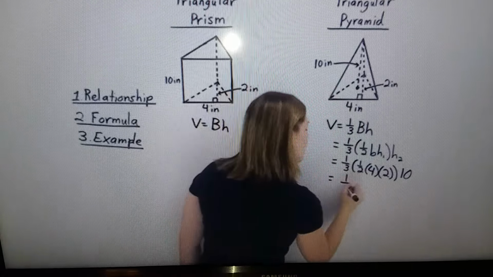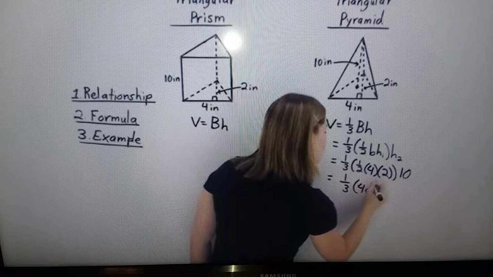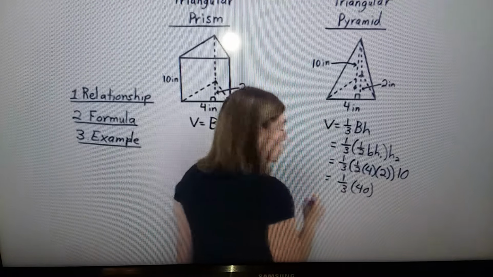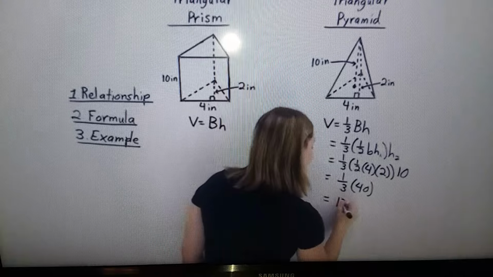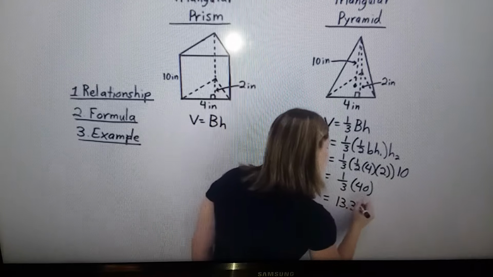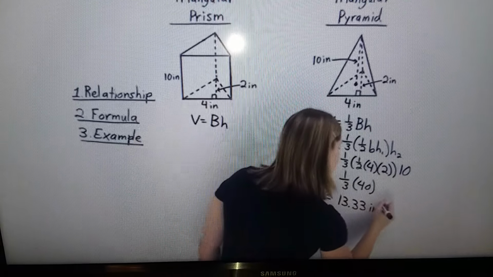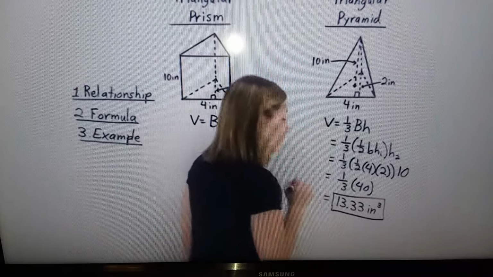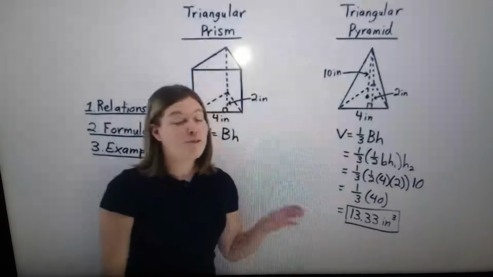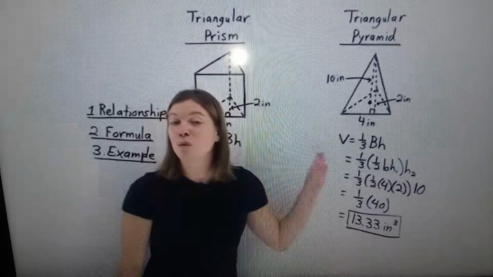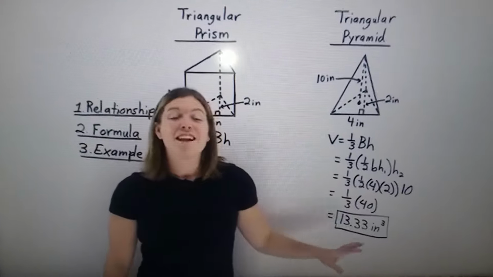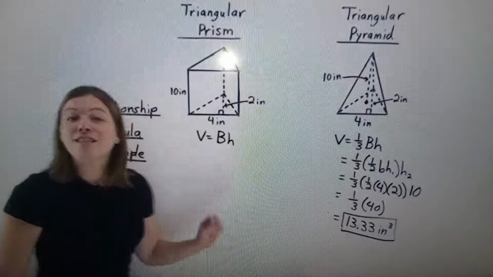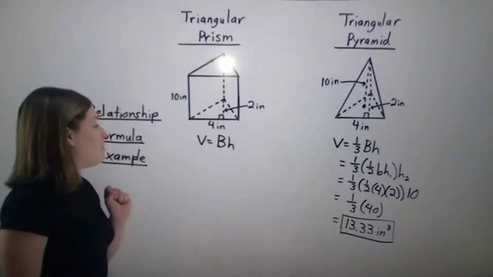Here, if we simplify, we get 1/3 times 40. If we take 1/3 times 40, we end up getting a repeating decimal. So let's round that to 2 decimal places. And here is what we get, 13.33 inches cubed. We need to remember to put our units cubed since we're working with volume. Now that we have the volume of our pyramid, let's take a look at the volume of our prism.